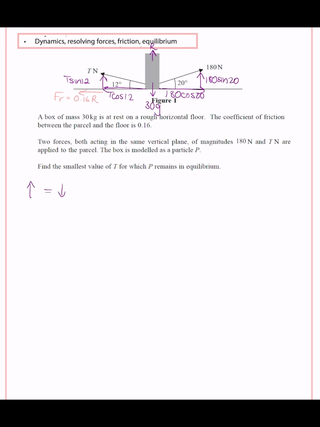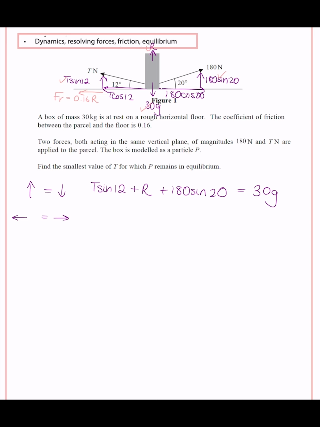So let's do that. We've got T sine 12 going up. We've got R going up. We've got 180 sine 20 going up, and we've got 30G going down. And what you might want to do, once you've dealt with something, is tick them off so you know you're not going to miss any of the forces you need to be thinking about. And then we've also got left equals right.